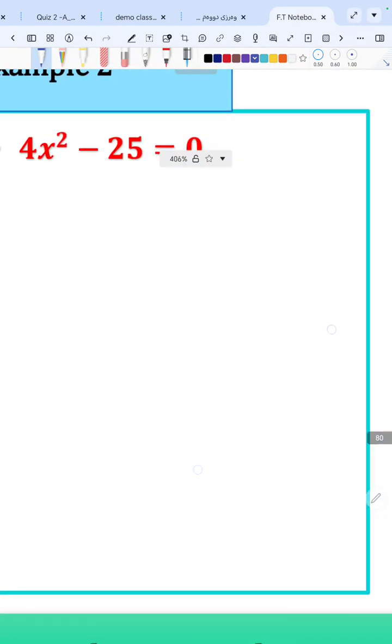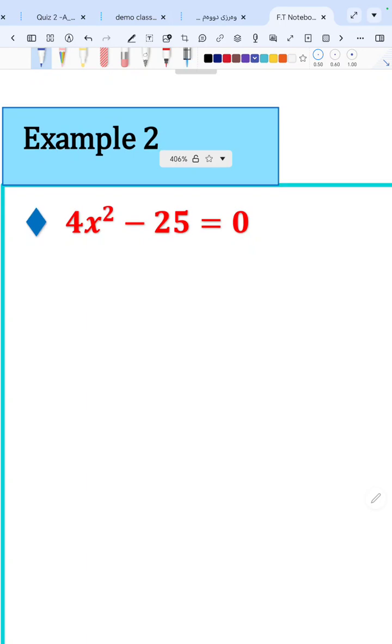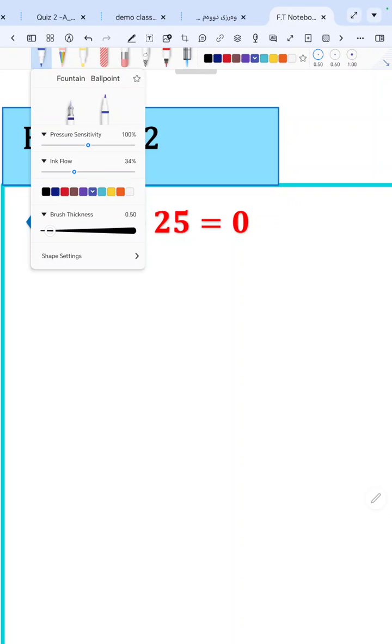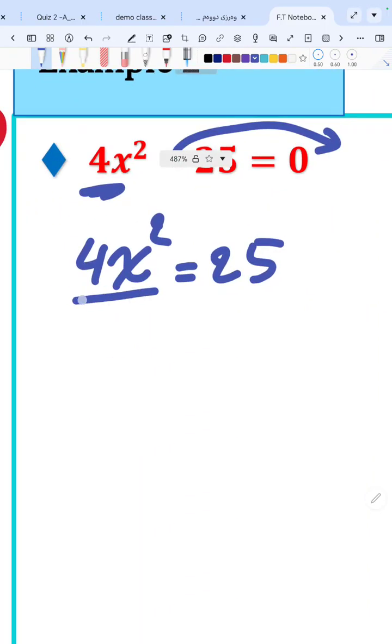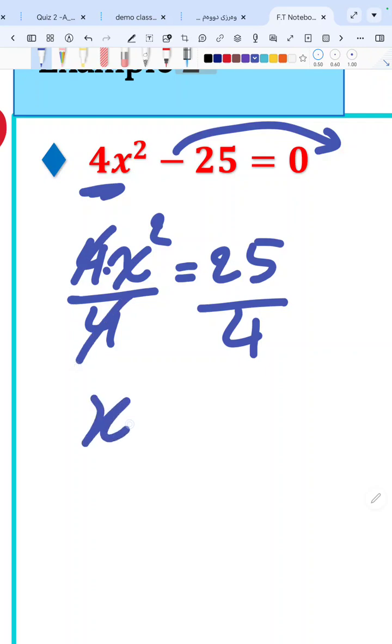Okay, example 2. Now we have 4x power 2 minus 25 equals 0. As you can see, we have 4 before x power 2. How to get rid of 4? But pay attention. Before this step, you have to move 25 to the other side. So we will say 4x power 2 equals, it's negative, it will be positive. Now, how to get rid of 4? Divide by 4, divide by 4. 4 and 4 cancel each other. x power 2 remains, equals 25 out of 4.